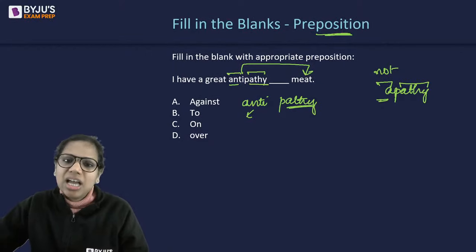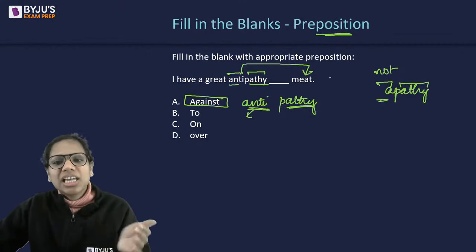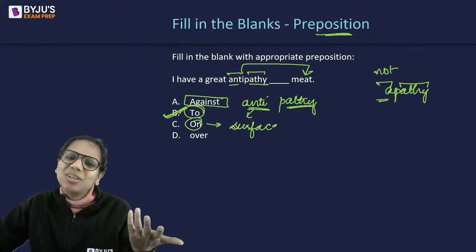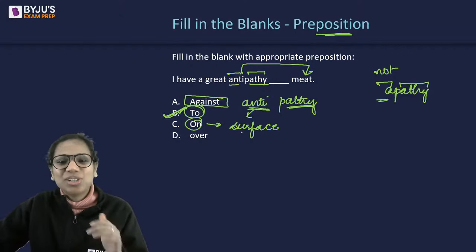To that thing. I'll not say against. The anti already has against. If you dislike meat, you will say I have an antipathy to meat. I have a great antipathy to meat. So B is going to be the answer. On meat, on is the preposition of surface. Meat के ऊपर antipathy का क्या मतलब है? Right? Meat के ऊपर dislike.